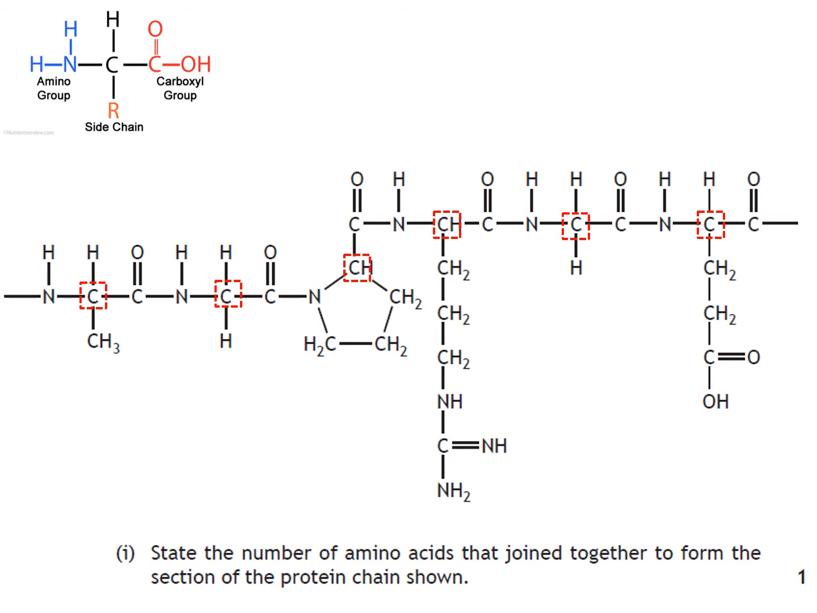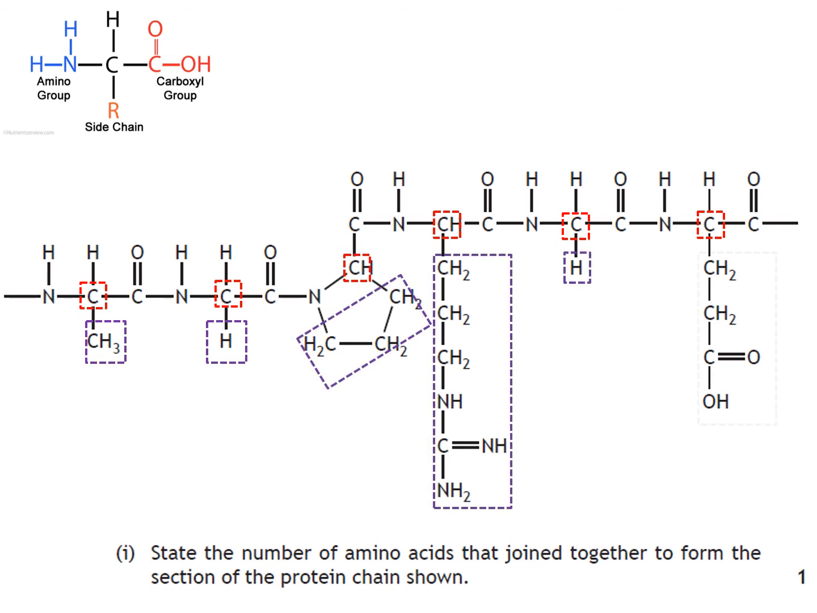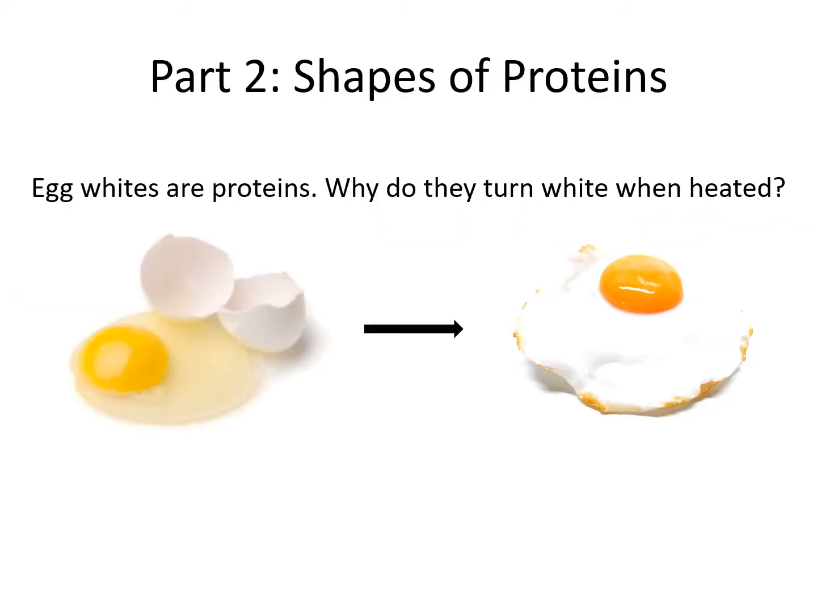Another way you could do it is you could try and see how many side chains you have. So you've got one side chain there, you've got another side chain, you've got this structure there as a side chain, a fourth, fifth, and a sixth. So 6 amino acids make up this structure. So that's part 1 over with.